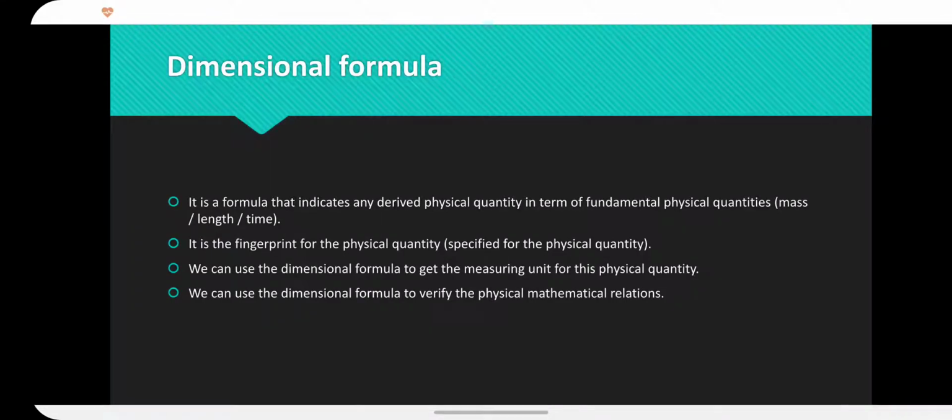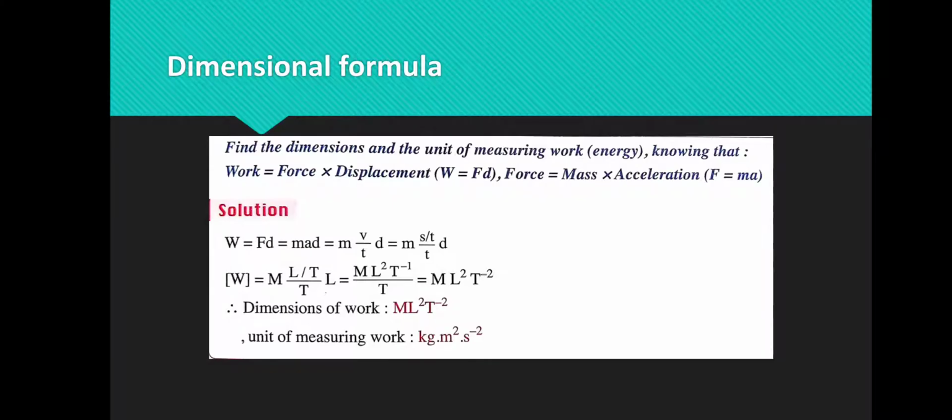We can use the dimensional formula to verify a physical mathematical relation. If we have a mathematical relation and I want to know whether this relation is correct or not, we can use the dimensional formula. Here is an example: find the dimensions and the unit of measuring work, knowing that work equals force times displacement. Number one, if we have a relation, we must derive any derived physical quantity to get it in terms of its fundamental physical quantities.